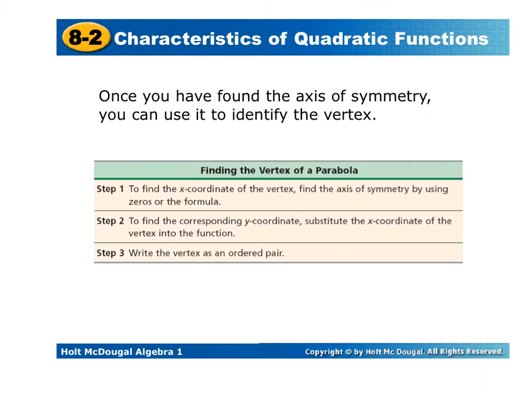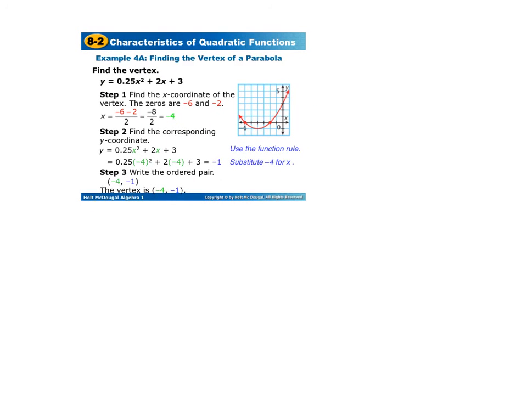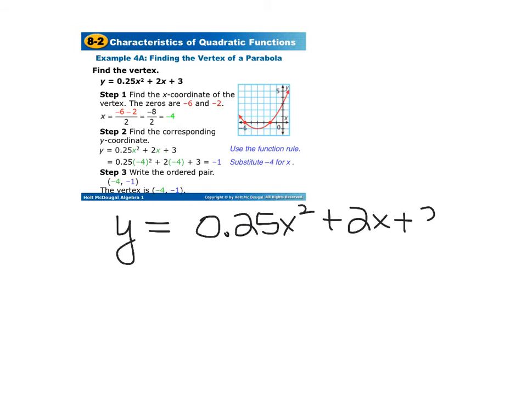Okay, so here, now it's actually telling us how to find the vertex. And I already gave you a little preview. Once you find the axis of symmetry, then you're going to take that number, plug it back in, substitute it in for the x, and follow order of operations. So for example, and we got some decimals here, we have this equation. Y equals 0.25x squared plus 2x plus 3. My A value is 0.25. My B value is 2.